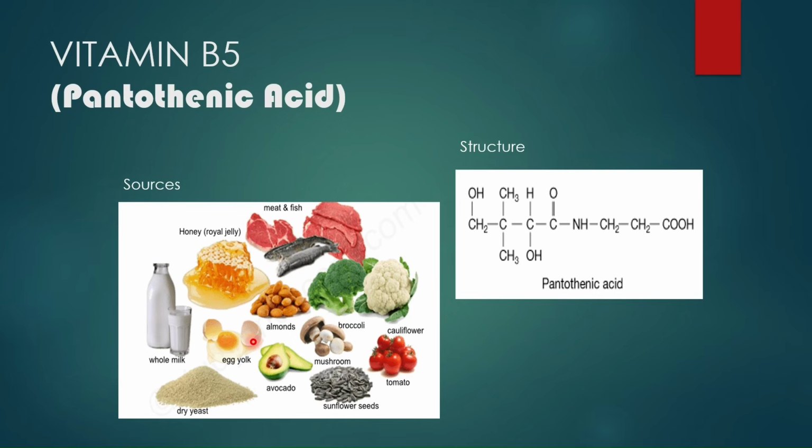Let's move to our next member of vitamin B complex family, that is vitamin B5, also known as pantothenic acid. The structure of pantothenic acid includes 9 carbon atoms, 17 hydrogen atoms, 1 nitrogen atom, and 5 oxygen atoms. The sources of pantothenic acid include milk, honey, meat, almond, mushroom, tomato, dry yeast, etc.